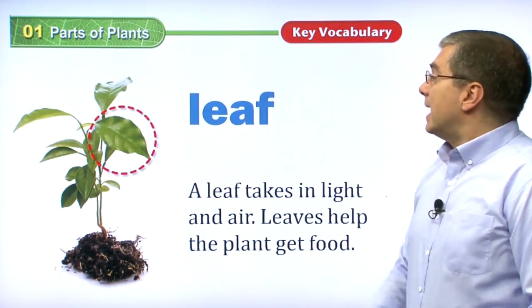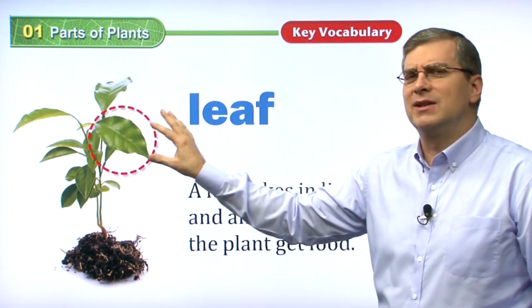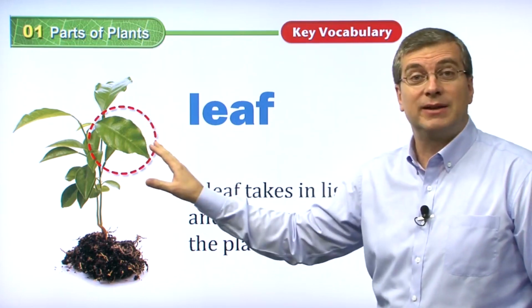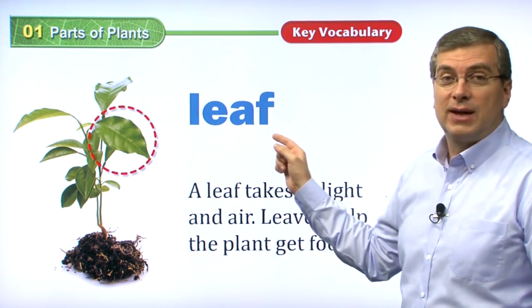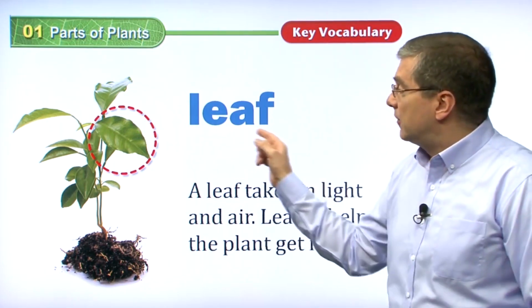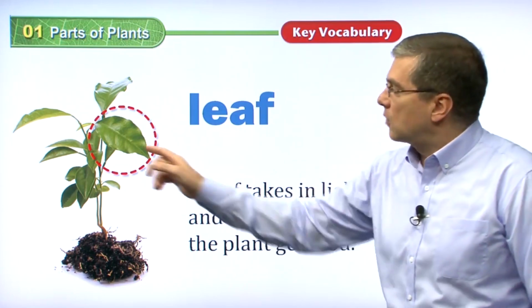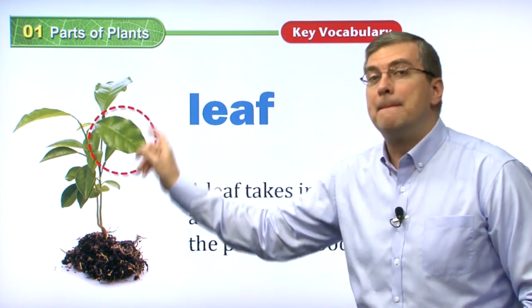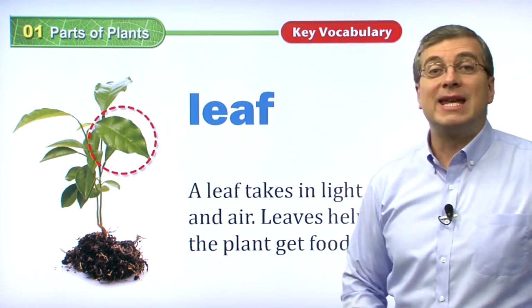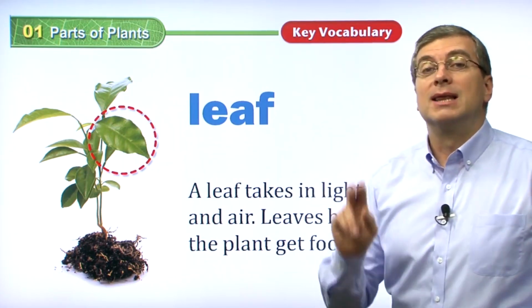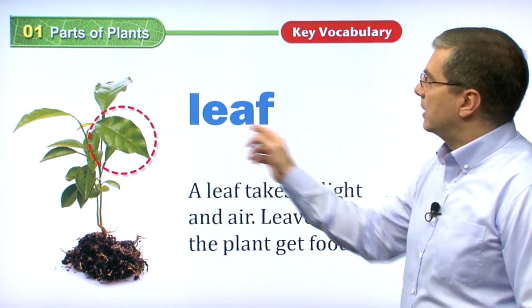Okay, let's move on. Here we have a leaf. These are the top parts of the plant. You see these big green things. Most plants have these. What are they? Of course, they are the leaf. Now be careful. Leaf is singular, one leaf. But of course, plants have many leaves. So if we talk about singular, leaf, or plural, leaves. Leaves.